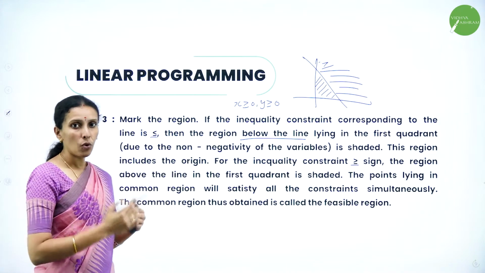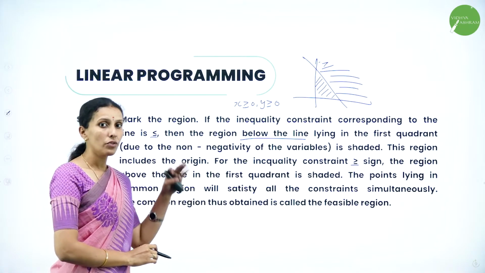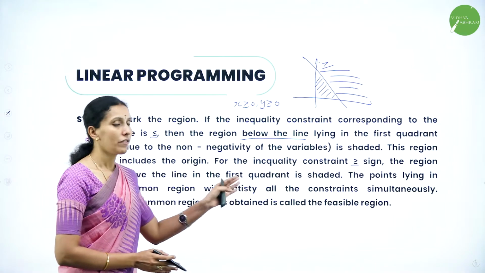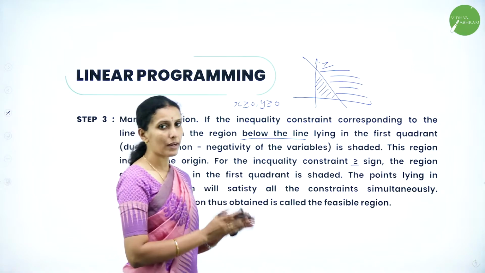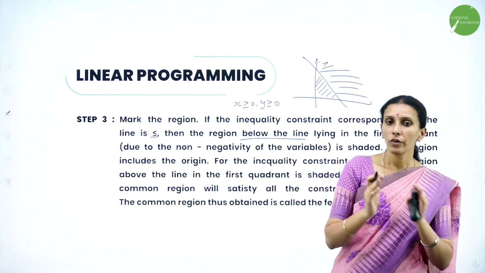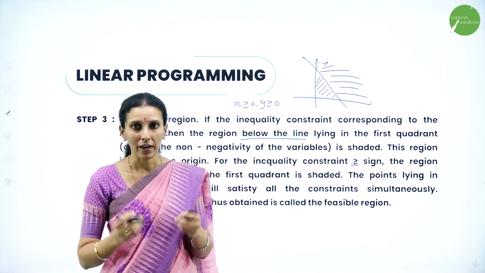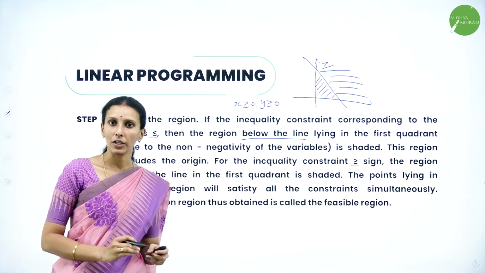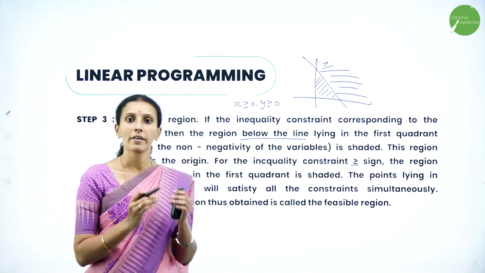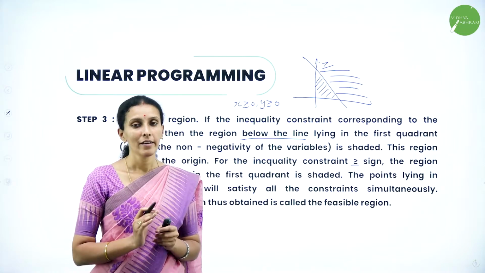And when you have two or more lines, the region which satisfies all those conditions is considered the feasible region, and we will mark the feasible region. We will find the corner points, then we will substitute the values of x and y in the optimal solution. We will find the maximum and minimum value. So this is how we are going to find the solution of a linear programming problem by graphical method.